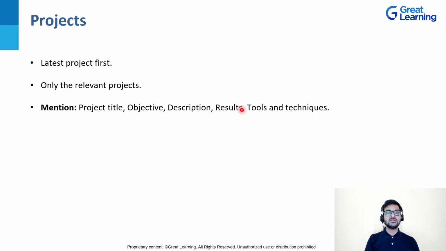What can be the description? You can write about that particular project, who the clients and stakeholders involved were. You can write the result, whether it was a success or a failure, what your learnings were, and what tools and techniques you used.